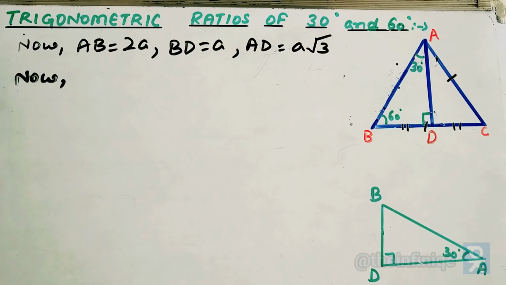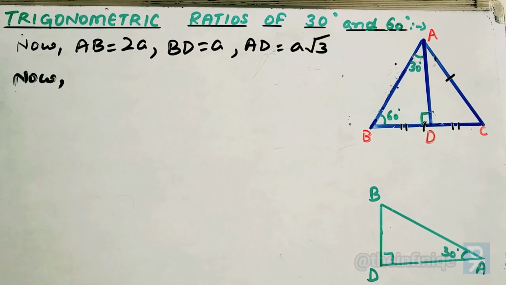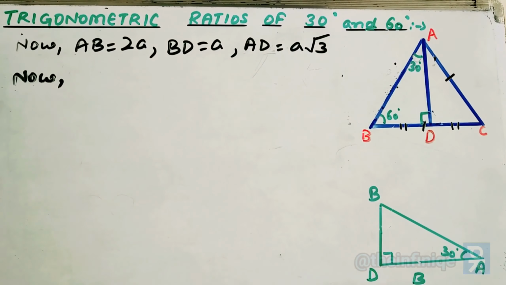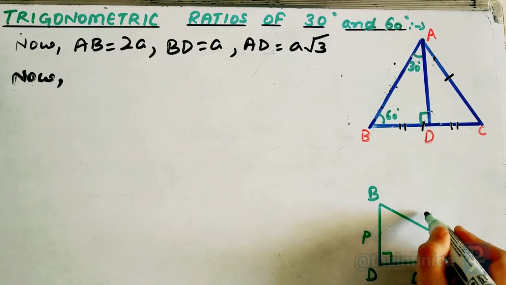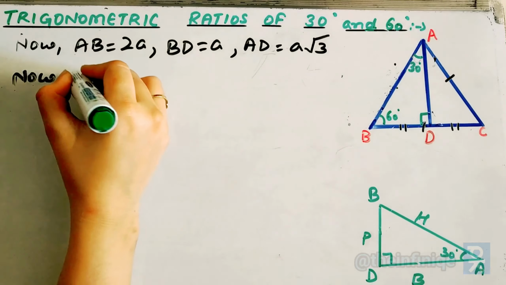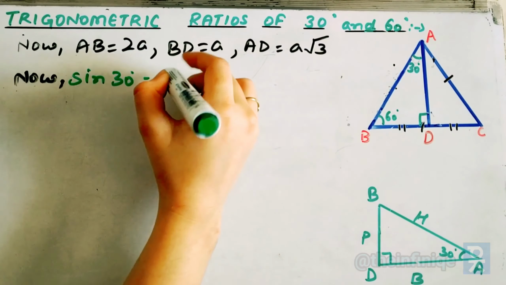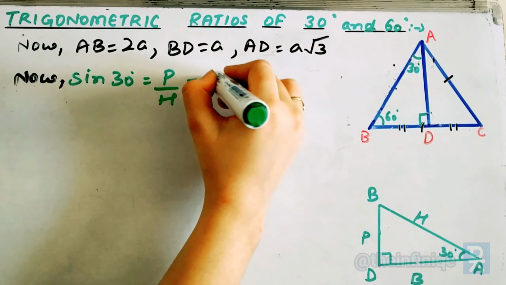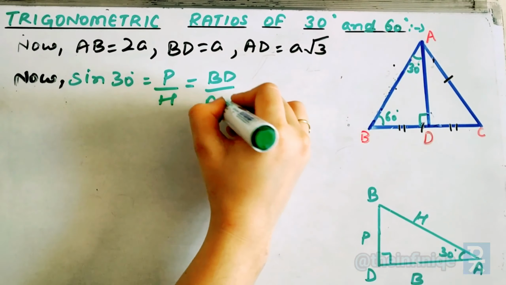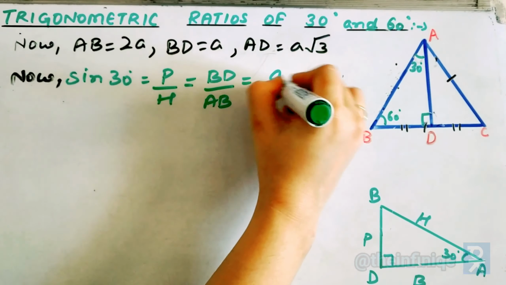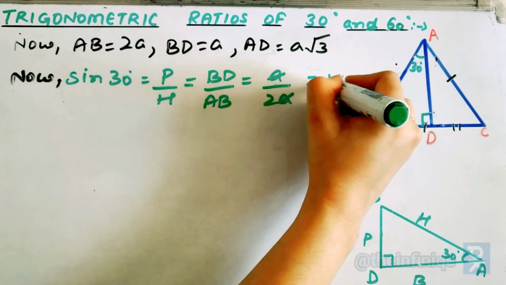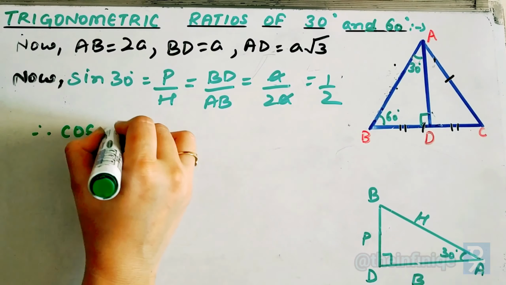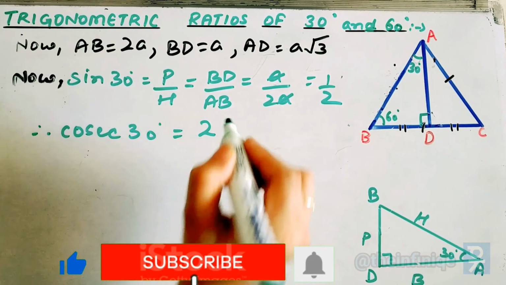Now for finding trigonometric ratios of angle 30 degree, for better understanding, consider this triangle like this. Here angle BAD is 30 degree. So for 30 degree, AD is the base, BD is the perpendicular, and AB is the hypotenuse. So now sin 30 degree is equal to perpendicular upon hypotenuse. Perpendicular is BD and hypotenuse is AB. It implies that BD is a and AB is twice of a. a and a cancel, 1 upon 2. Therefore cosec 30 degree is equal to 2.